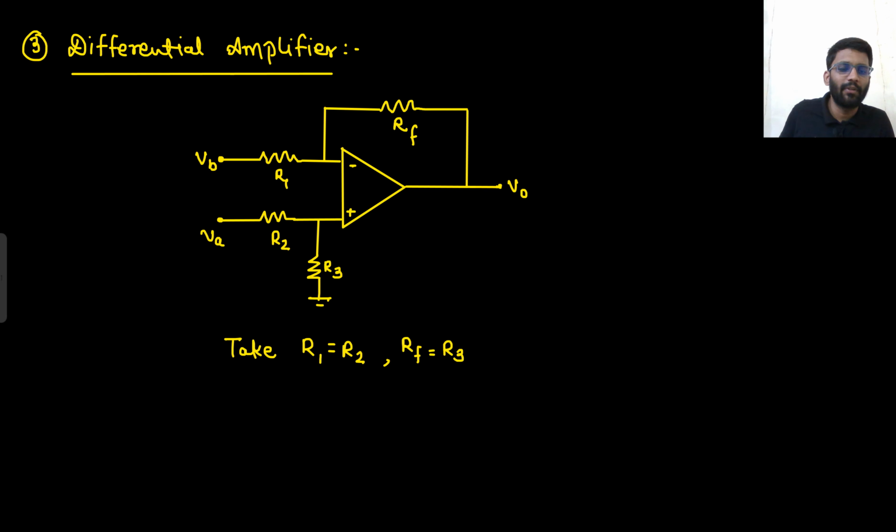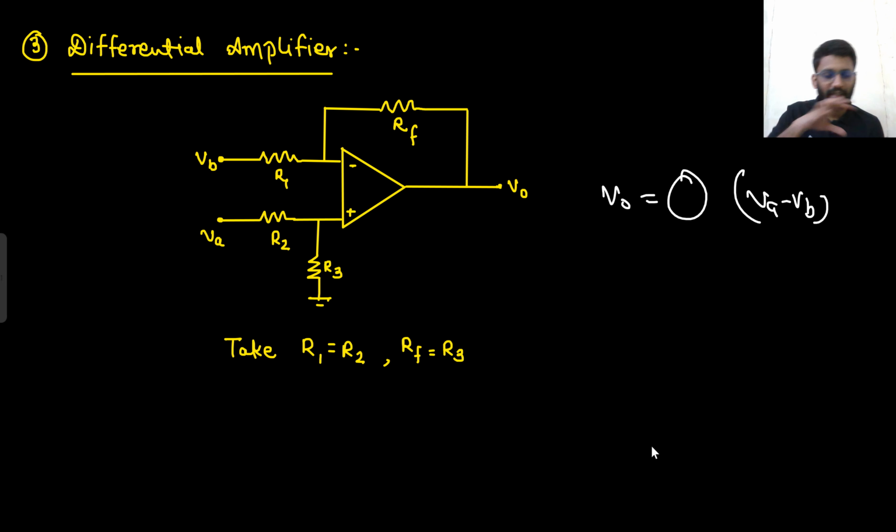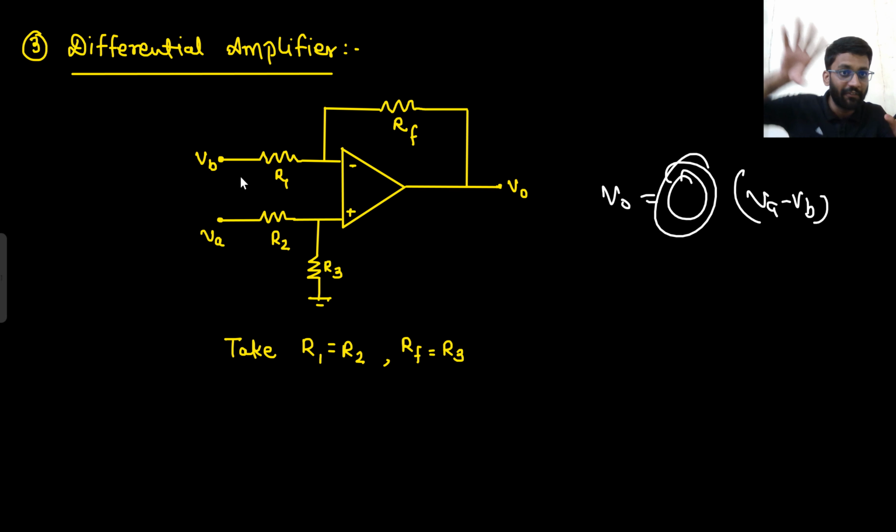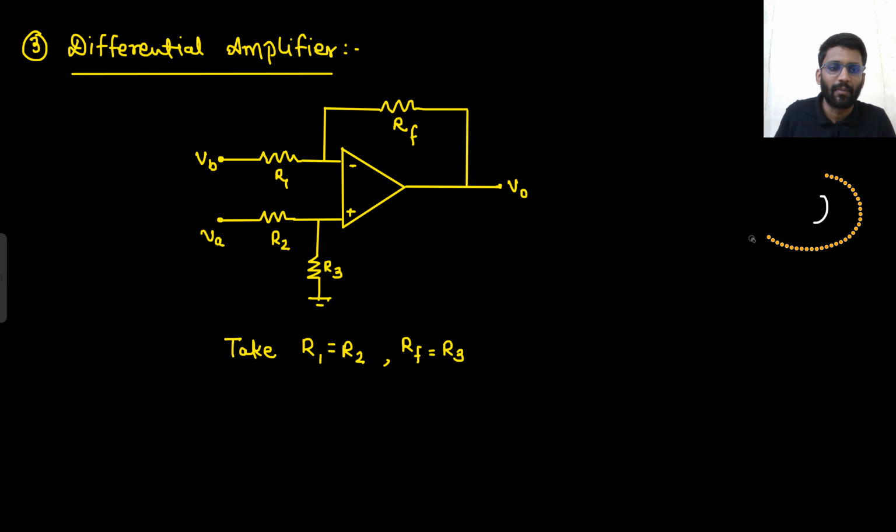Now we are going to study the differential amplifier. So basically in the output you will have V naught equal to some gain times the subtraction of these two potentials, VA minus VB. Some people call it a subtractor as well. So in the output, you are going to have some gain into VA minus VB. This is what a differential amplifier is: the difference of the voltages that we have applied.